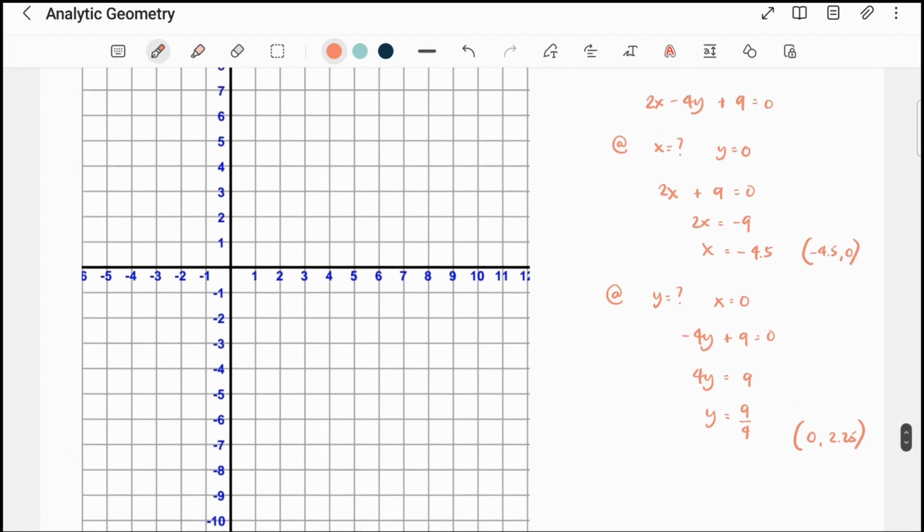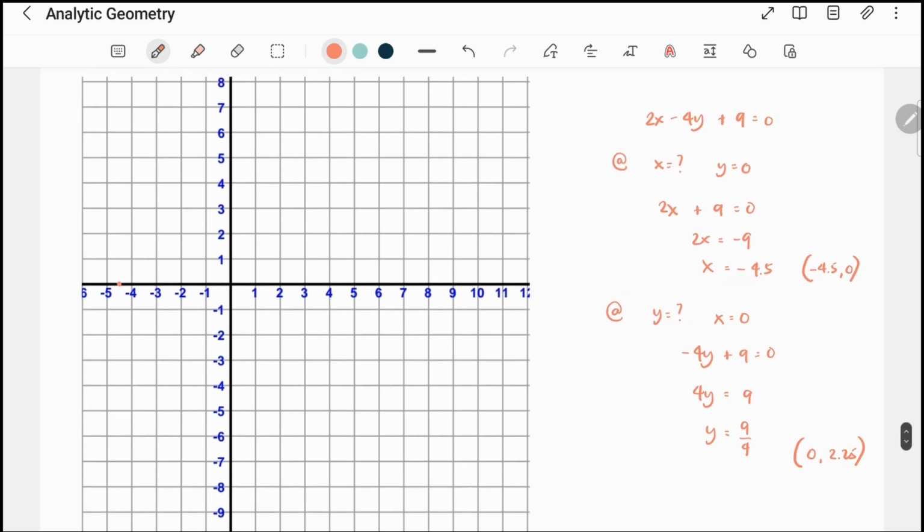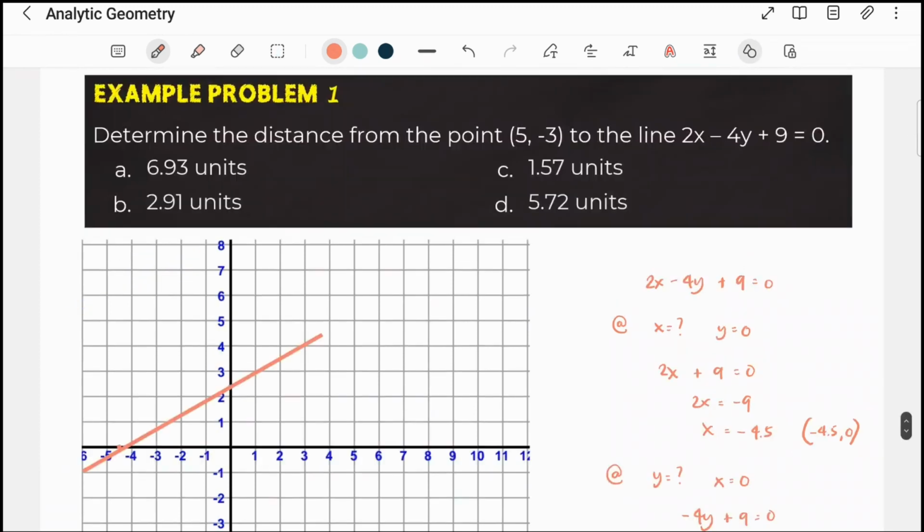So yung una nga is negative 4.5, 0. Okay? Yung pangalawa is 0 and 2.25. So ayun. So ito na nga guys yung ating line. I-connect lamang natin itong dalawang points. So, ayun. So, again, ito yung ating line na 2x minus 4y plus 9 equal to 0.